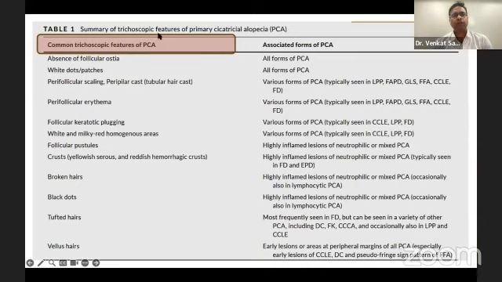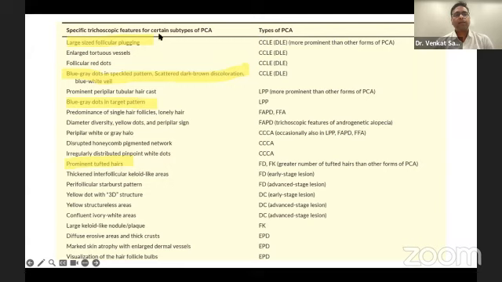But here's a summary of trichoscopic features seen in primary cicatricial alopecia. And you can see all these are common features. Look at all these, they're all common features. They're not specific to any particular entity, though they're seen more in some entities. This table shows you some specific features, but again, this only shows you where they're commonly seen. It's not particularly specific to one particular entity.